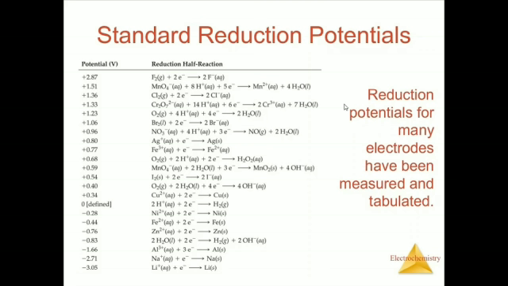You can see here, as already discussed, fluorine F2 gas is a good oxidizing agent but a poor reducing agent. As we move towards the bottom, toward lithium, the oxidizing power decreases and the reducing power increases. It is tabulated as you can see here.